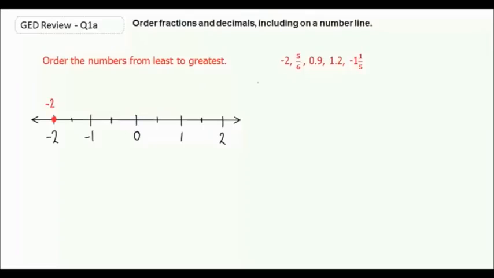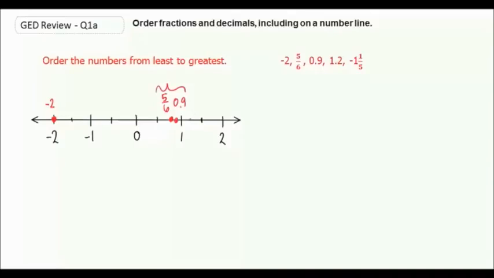5/6, well, that's going to be a little bit more than 1/2 and a little bit less than 1. So 5/6 would be somewhere around here. 0.9 would also be a little bit less than 1. Okay, so we need to figure out between these two what comes first, and we'll do that in a little bit.